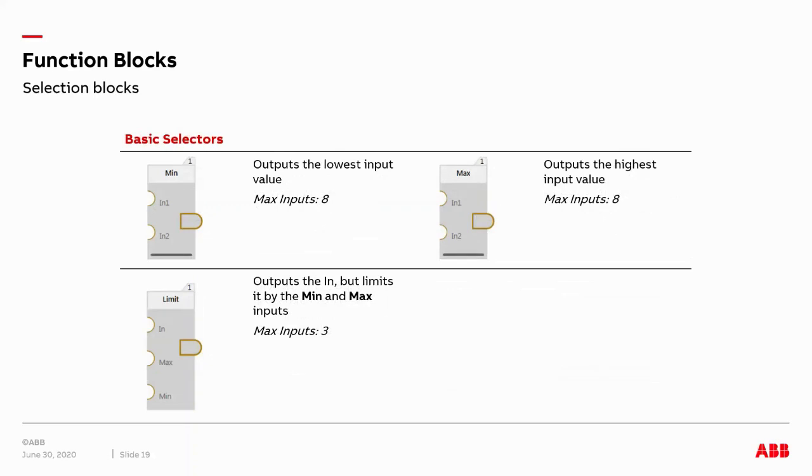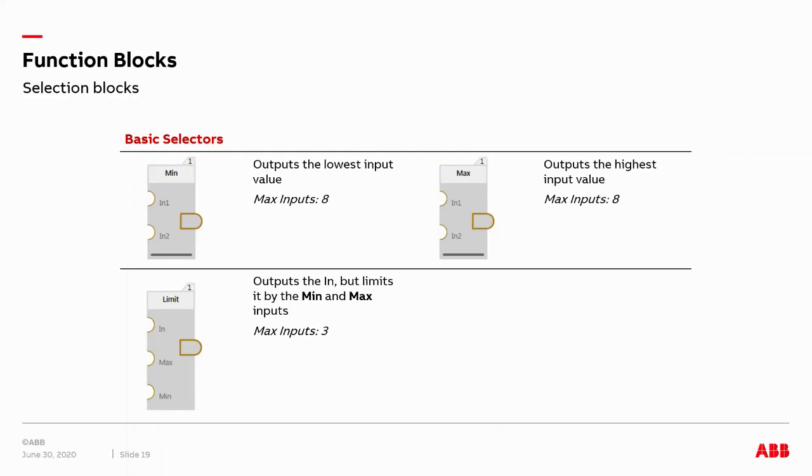You get into some selection blocks now. So you have basic selectors, you have your mins, your maxes, and your limits. Pretty self-explanatory on the first two. You get to put in up to 8 inputs, and in the case of min, it's always going to pick the lowest input, max always going to pick the highest input. And then you have limits, which outputs the input, but limits it by the min and the max.